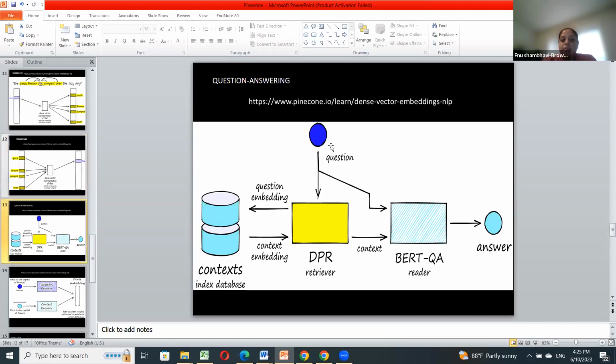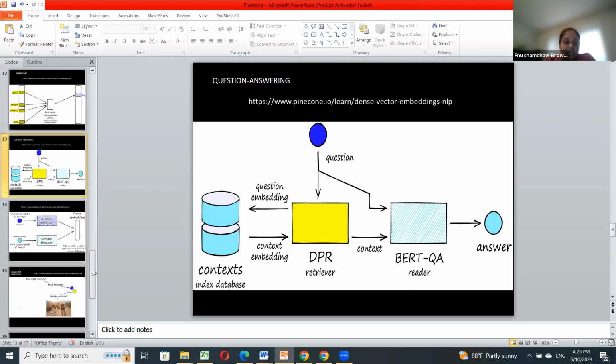In this, you input your question to a DPR retriever, and from there the question goes to the index database. In the DPR there is encoding of both the question and the context, and from that it goes to a reader. Here it's using the BERT question answering reader, but there can be other models also for reading the question and the context. Based on Pinecone's ability, it understands what could be the answer to your question. It could be wrong, it could be right, so it's totally based on that, and on that it produces your results.